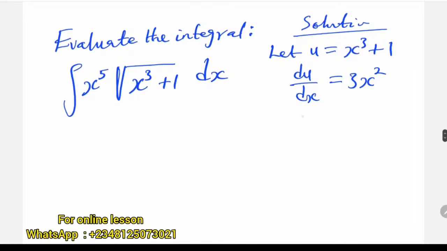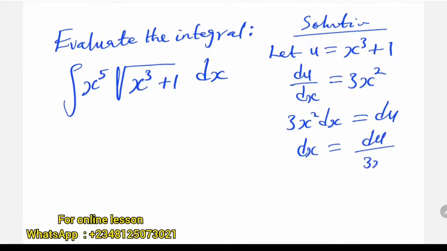If I cross multiply, I'm going to have 3x squared dx, okay, equal to du. So that you leave it like this. If you leave it like this, no problem. Or you can as well say dx equal to du over 3x squared. You leave it like this, no problem. We are good to go.